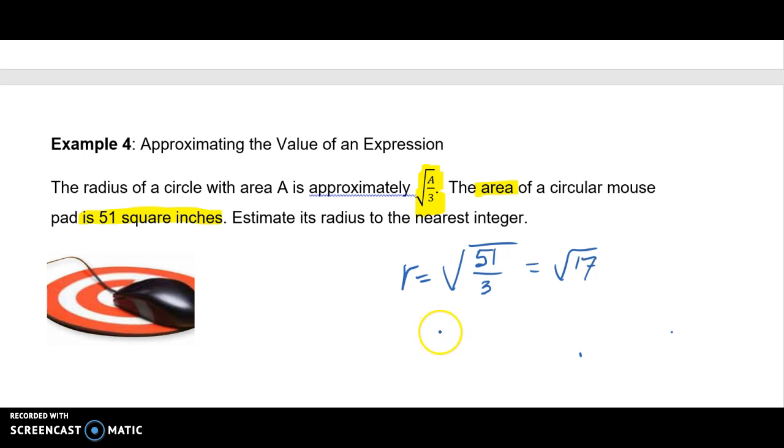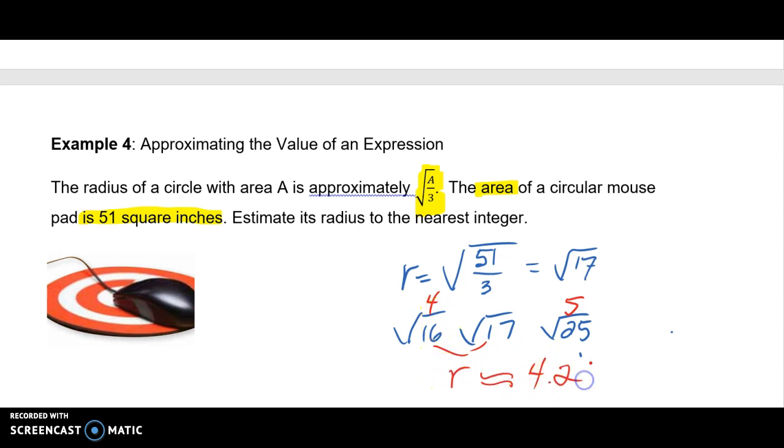And again, without a calculator, if I'm approximating that, the square root of 17 falls between the square root of 16 and the square root of 25, which are my perfect squares. The square root of 16 is 4. The square root of 25 is 5. And I can see that the square root of 17 is just a little bit bigger than 4. So I'm going to say R is approximately 4.2. And let's see if I have a label. I do. It's inches. Okay. And it actually just asked me for the nearest integer, so R equals 4 inches would be fine as well.